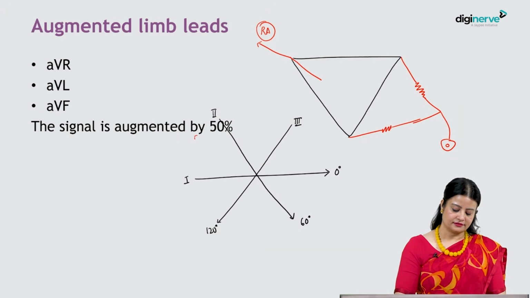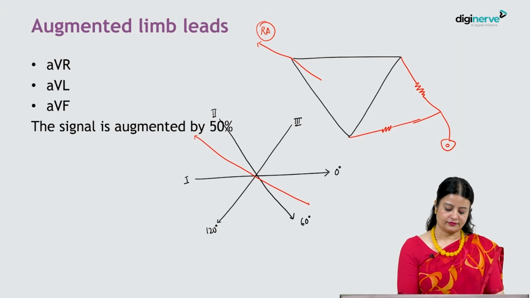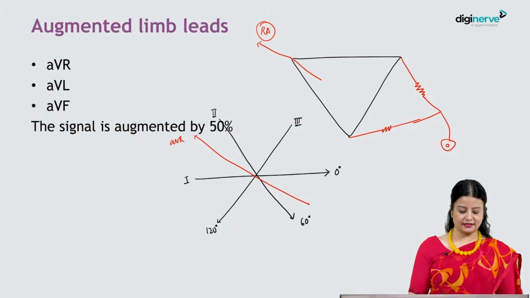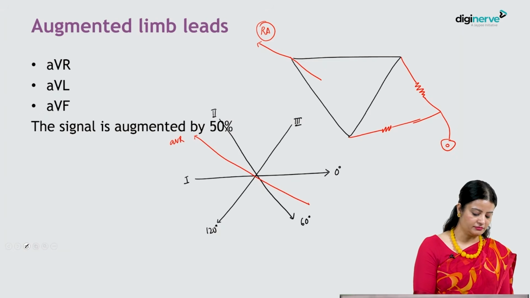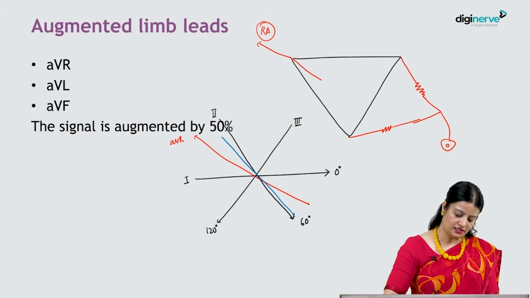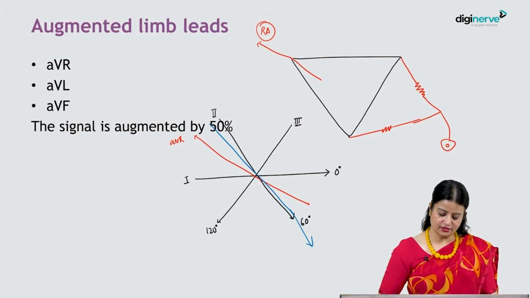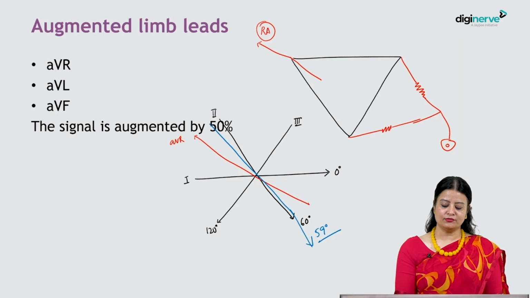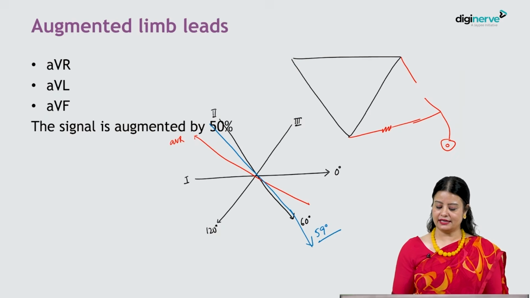AVR is exactly opposite to the mean cardiac axis. So let's draw the mean cardiac axis here, which is 59 degrees. So this is your mean cardiac axis. Now moving on to the next lead, the AVL.